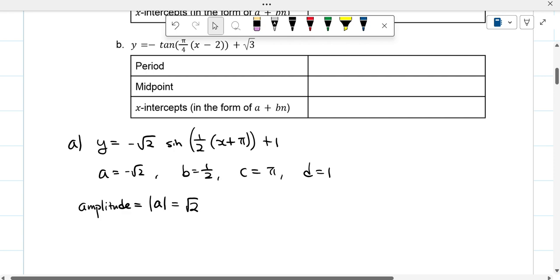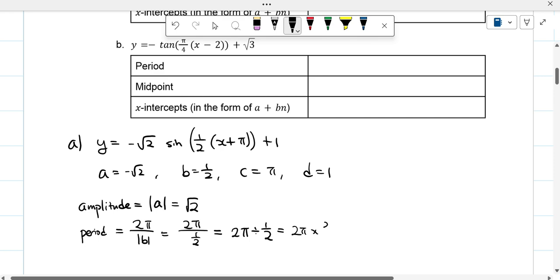I know that my b value is 1 over 2, so I can find the period by using this conversion, 2 pi over the absolute value of b. So in this case, 2 pi divided by 1 over 2. I like to do it when it's a fraction over fraction kind of situation. I just like to treat it as a division. 2 pi divided by 1 over 2 is 2 pi times 2 over 1. Therefore, this is 4 pi.